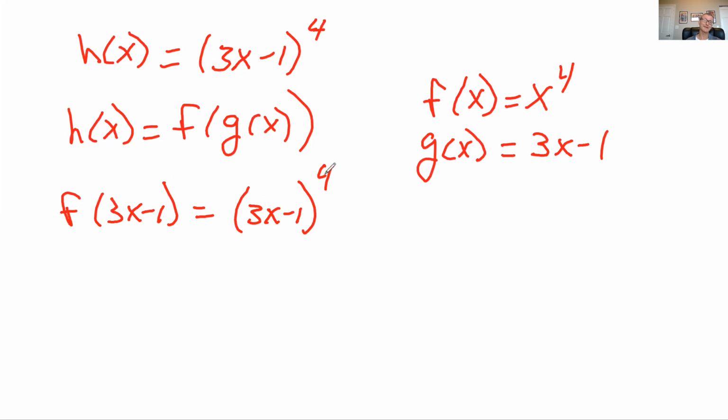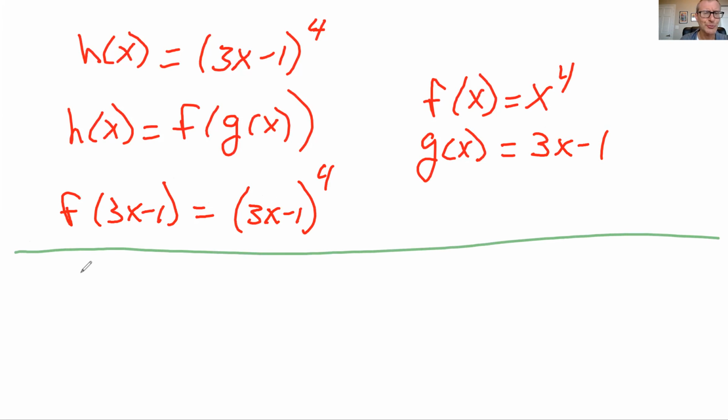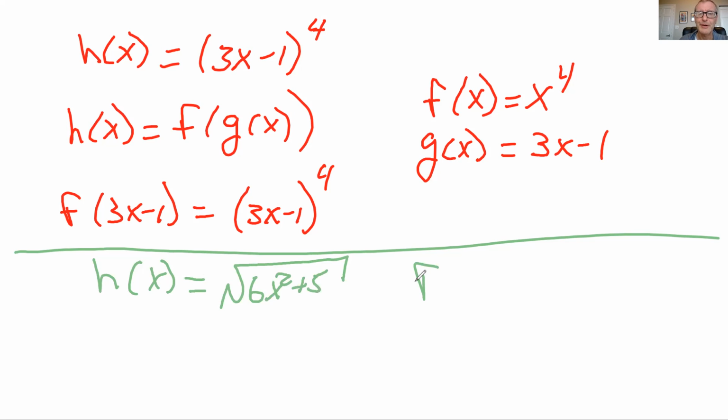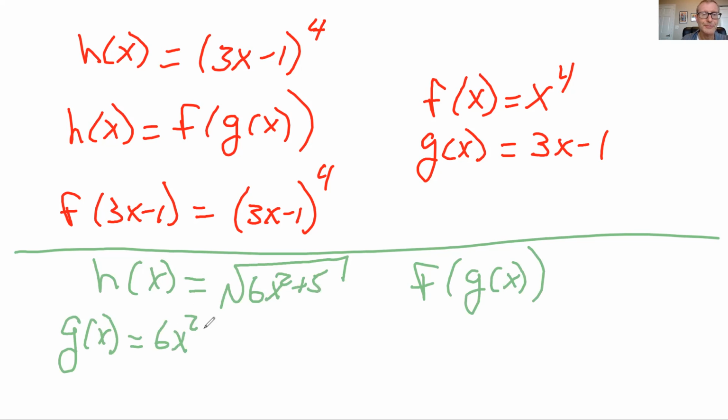So you're probably saying, why do we have to do this? You'll see. Just stay tuned for those of you heading off to calculus. Let's just do one more. Say you had h of x equals the square root of 6x squared plus 5. And again, you wanted f of g of x. So what you would do is you would set g of x, what's inside there, and that would be 6x squared plus 5. And f of x equals square root of x.